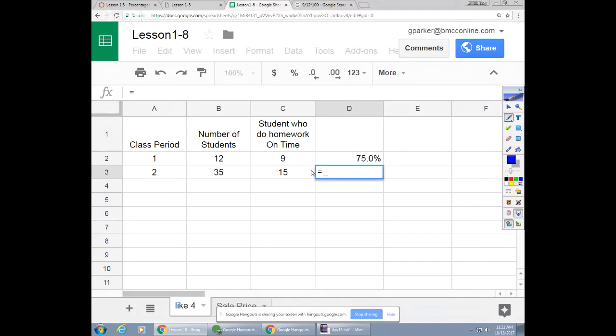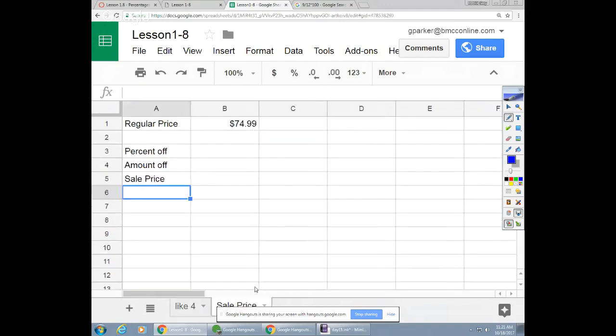Same idea here, equals numerator, students who do homework on time, divided by total number of students. And then I can click back on it and say, please format that as a percent for me. And I can drop it down to decimal place. So again, almost 43%. All right, let's play with sale price.